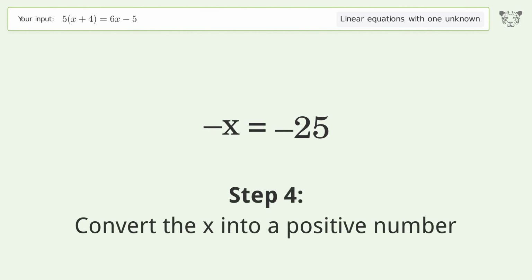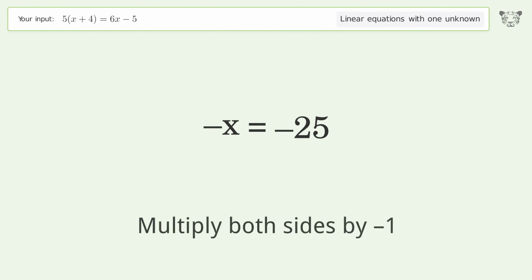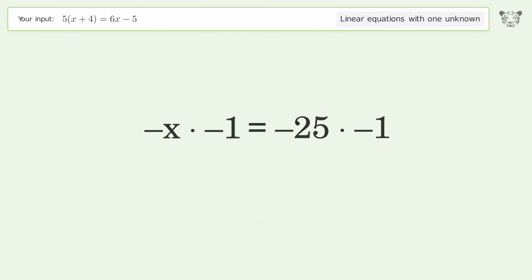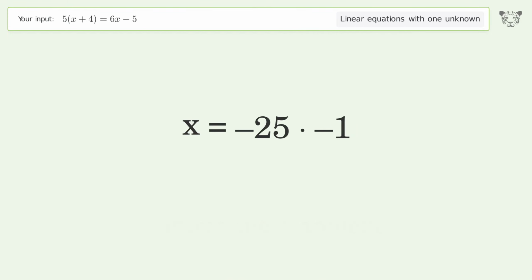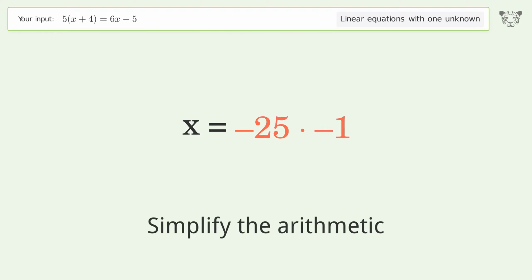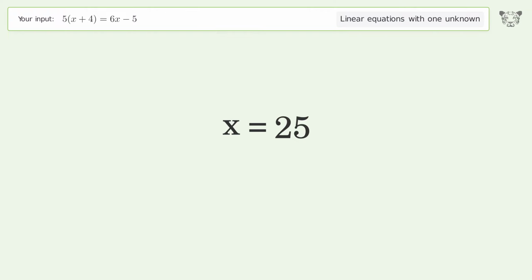Convert the x into a positive number. Multiply both sides by -1. Remove the ones. Simplify the arithmetic. And so the final result is x equals 25.